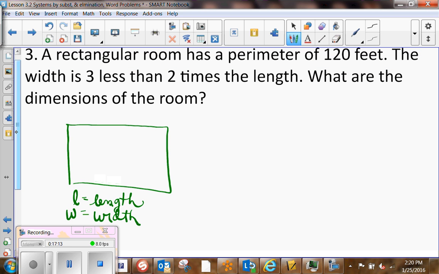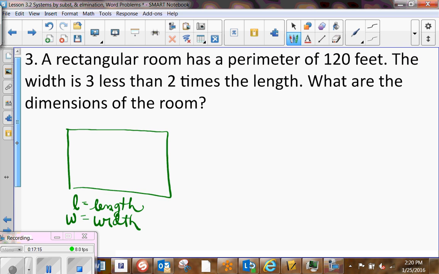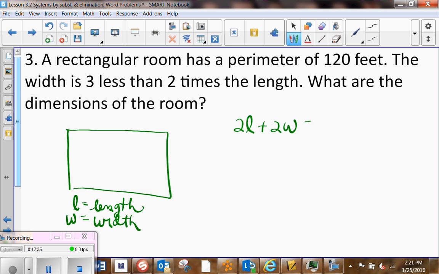All right. So now, let's start with the first sentence. A rectangular room has a perimeter of 120. How do you find perimeter? 2L. Careful. It's area, yeah. 2L plus 2W. Okay. So let's start with that. I know that 2L plus 2W will be 120 feet. Just by the formula. It's one of my equations.